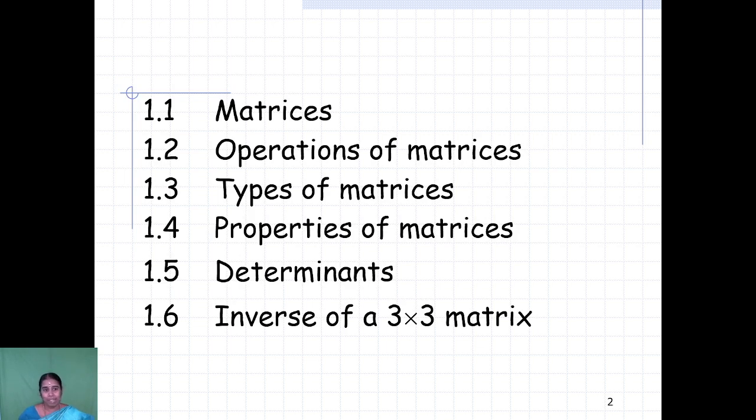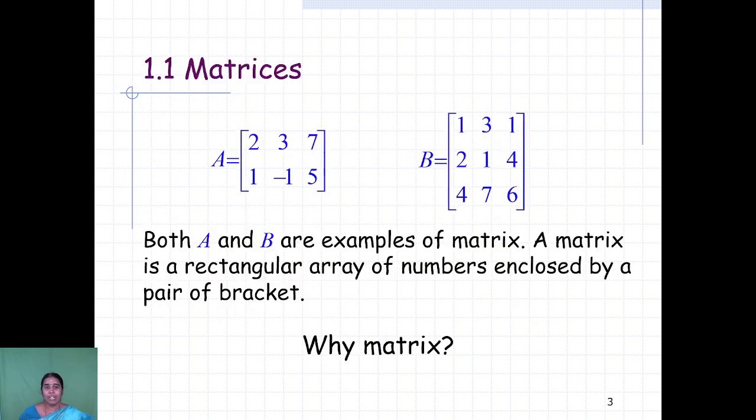First of all, matrices. I am giving two examples and naming them A and B. A and B are two examples of matrices, in which a matrix is nothing but a rectangular array of numbers enclosed by a pair of brackets. Why are we using matrices?